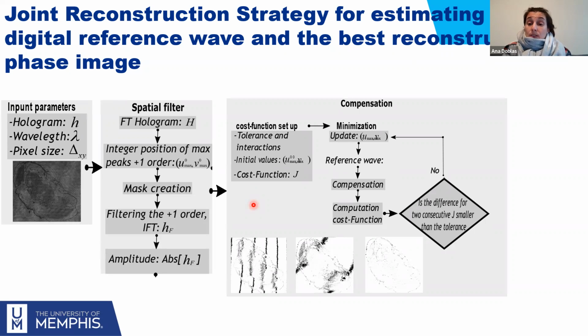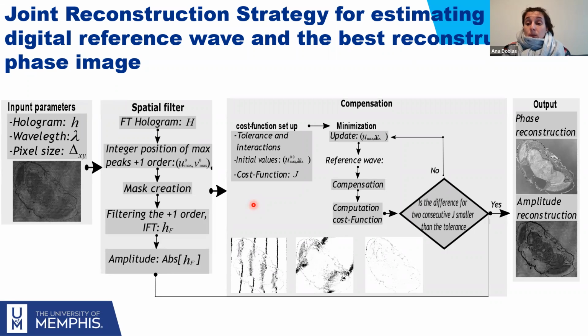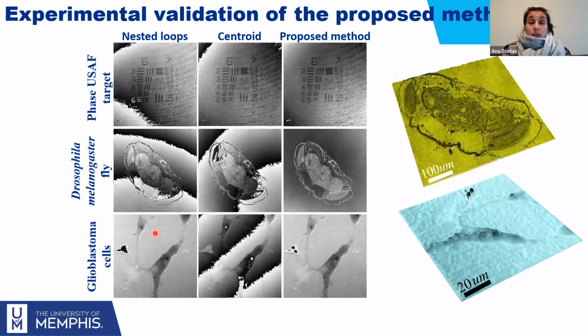And once we have said yes, we have arrived at the minimum cost function, then that's the moment where we're gonna compensate. We're gonna create that new digital reference wave and compensate with our space domain, the filtering of the +1 term in the space domain, and compute the phase reconstruction. So let me show here some examples.